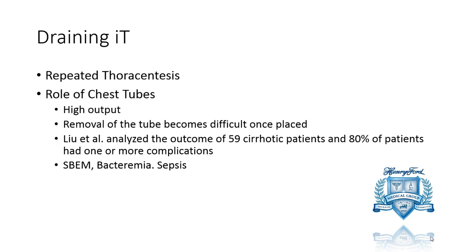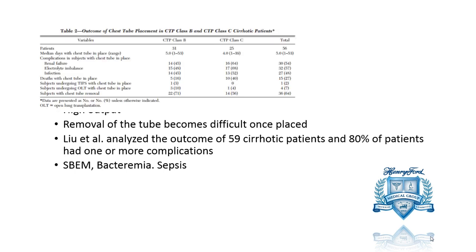There was a study in Chest in 2004 where they analyzed about 59 patients with cirrhosis, and 80% of them had several complications. Most of them included renal failure, electrolyte imbalance, infections. Some of them did undergo TIPS after placing the chest tube. Some of them underwent liver transplant, and some of them died with the chest tube in. And they separated them based on their Child-Pugh risk, class B and class C.